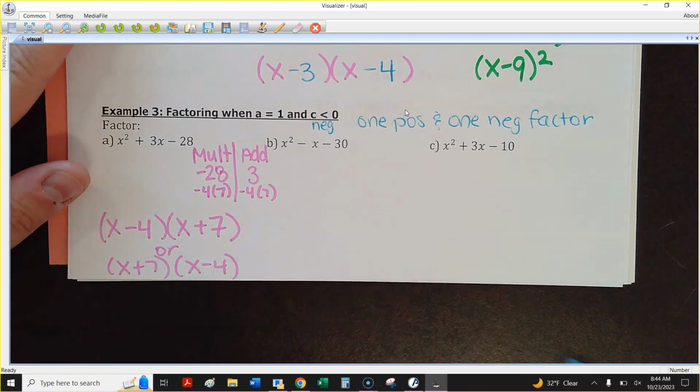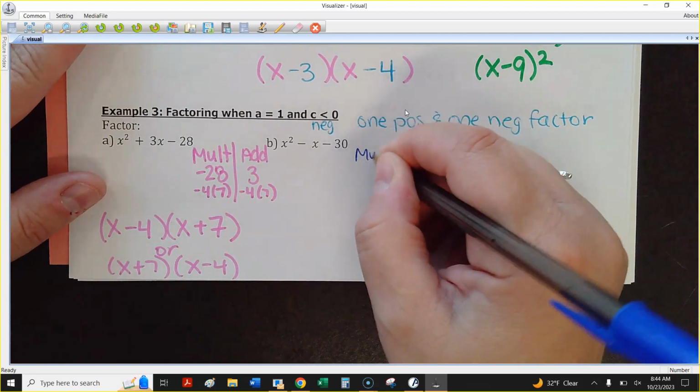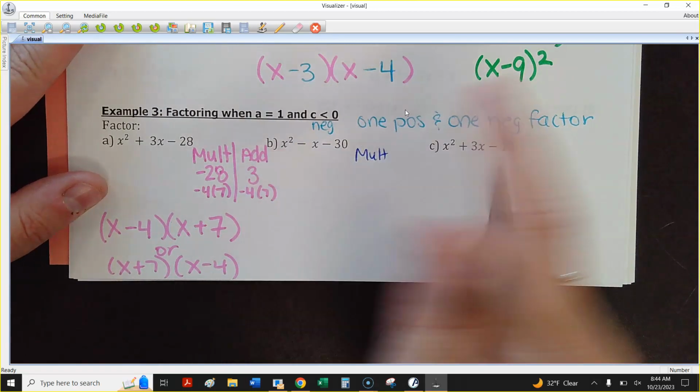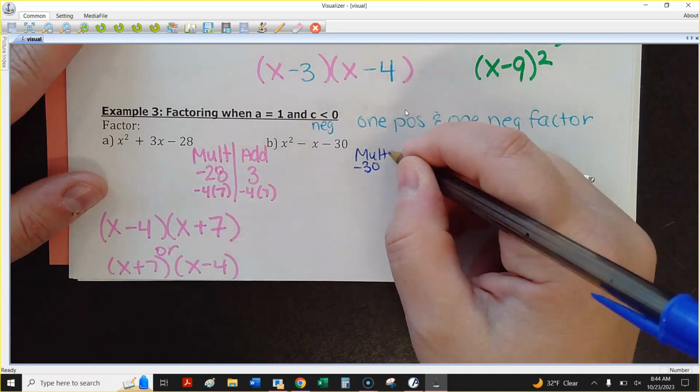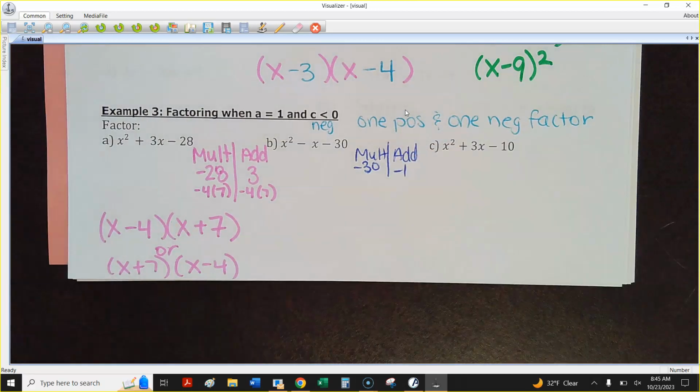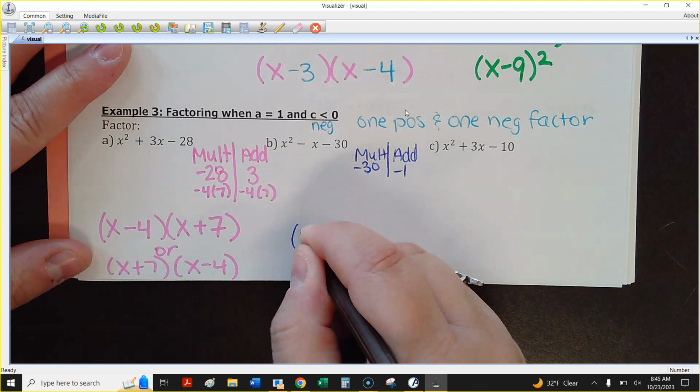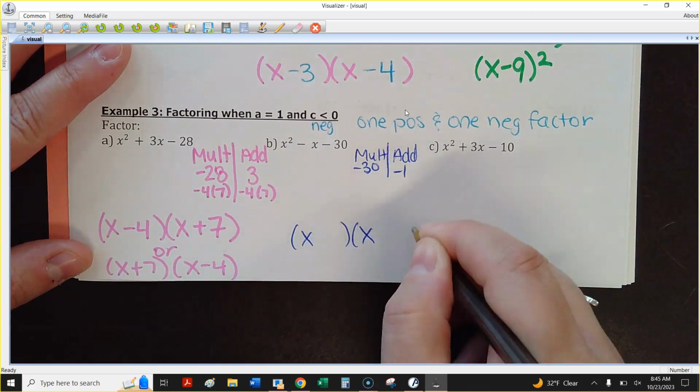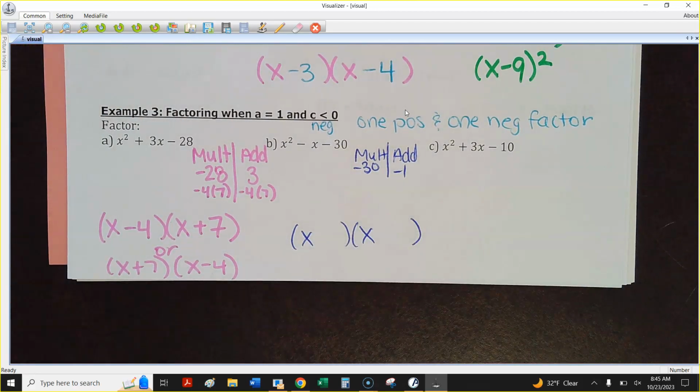All right, let me try this one. So this one, first times last, I'm going to do 1 times negative 30. So I'm going to multiply to get negative 30 and add to get negative 1. And I'm just going to write my two little factors here with a little blank at the beginning here so I can think about this for a second.